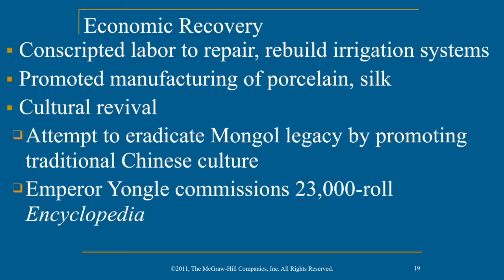Specifically, Emperor Yongle commissions a 23,000 roll encyclopedia. Today, it would be somewhere in the neighborhood of one good sized book, and it accumulated all the knowledge of Chinese culture into this 23,000 roll encyclopedia. Originally, they planned on distributing it out, but it became too cost prohibitive. But it's a kind of a marvel because at this point, they're trying to codify or at least write down in one section all the things that make China Chinese.